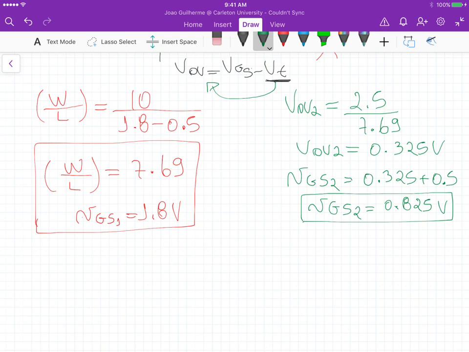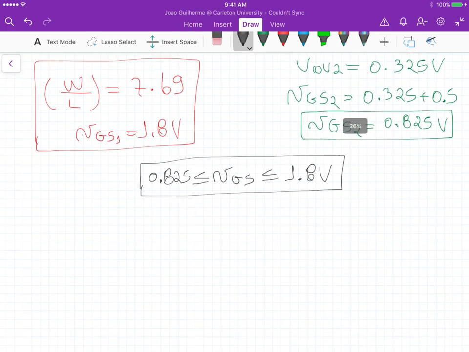Okay, so now we know our range for VGS. So the answer here is that VGS goes from 0.825 up to 1.8 volts.